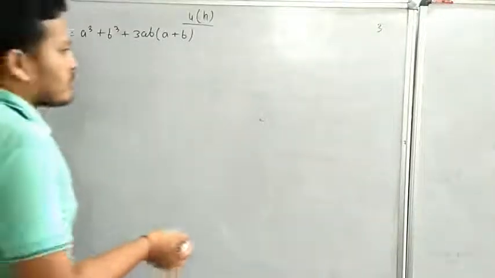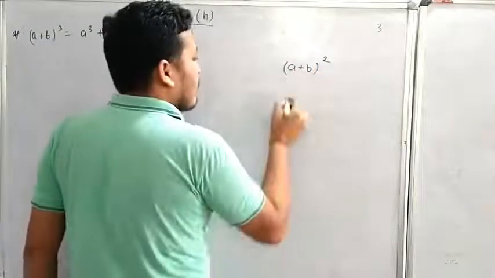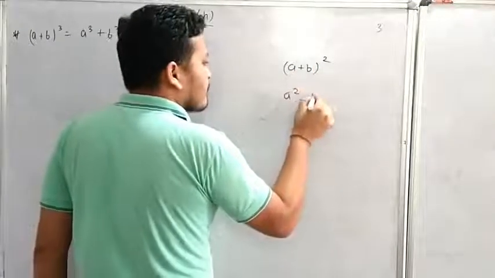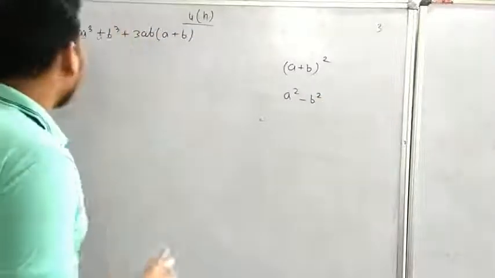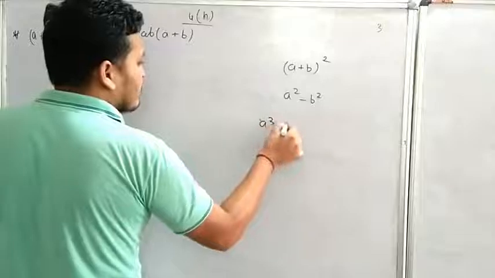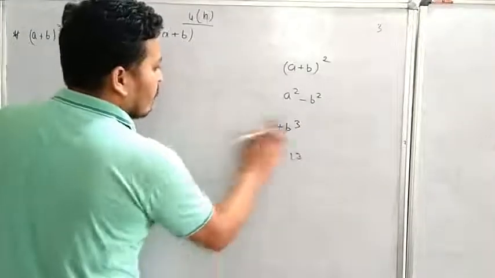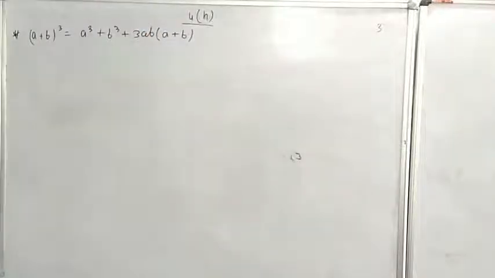So with the help of this formula, you know that (a plus b) whole square we can calculate. And what is the value of a square minus b square? That is also a formula. The same thing is here. (a plus b) whole cube is given here. Calculate a cube plus b cube and a cube minus b cube. These we need to calculate. So this formula we need here. How can we solve it?